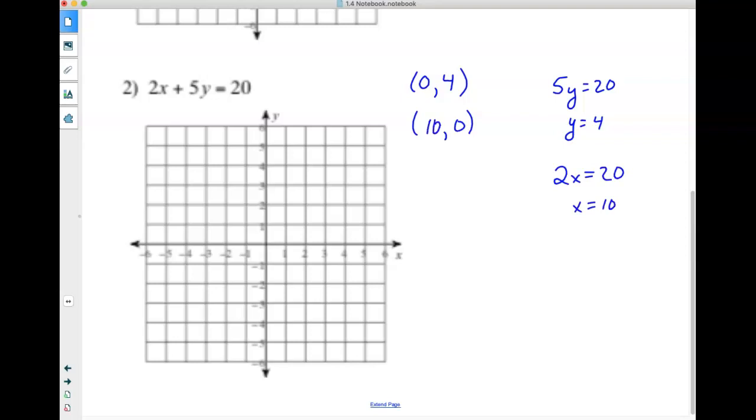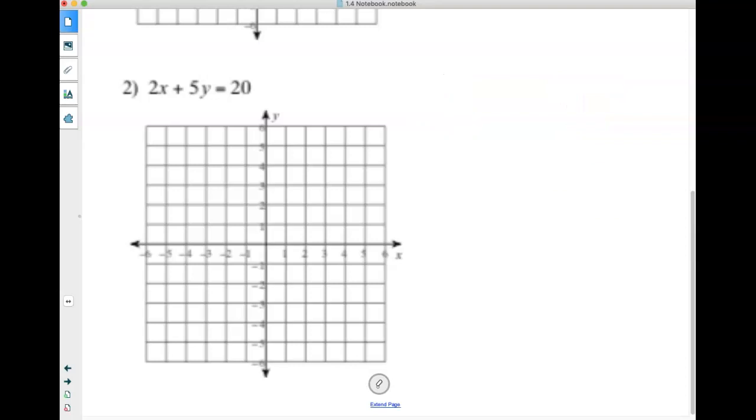Notice my scale on this one, they're already labeled for me and they're only going out to 6. Well, I can't plot that. I don't want to extend the graph. So graphing by intercepts in this one probably is not our best avenue to go. So I'm going to go back. It would be if I had a big enough graph.